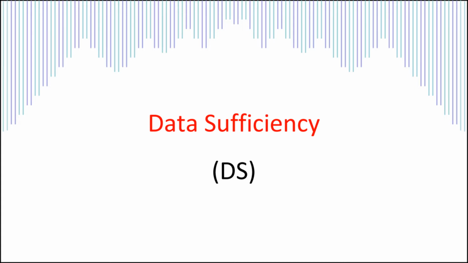Data sufficiency means finding out whether data is sufficient or not. Sufficient for what? Sufficient to answer a question. Any data sufficiency question will have a question followed by data statements. These data are the ones that the student needs to find out if they're enough to answer the question or not.